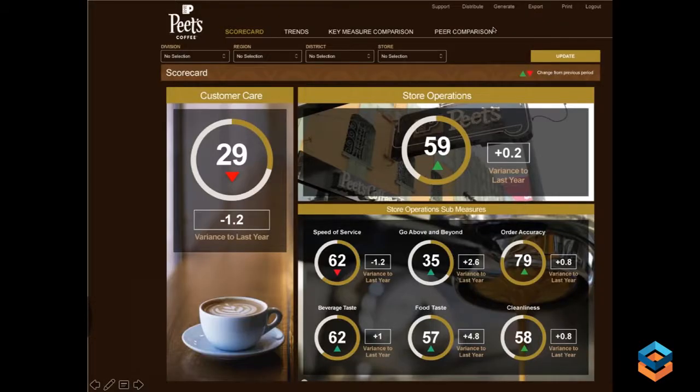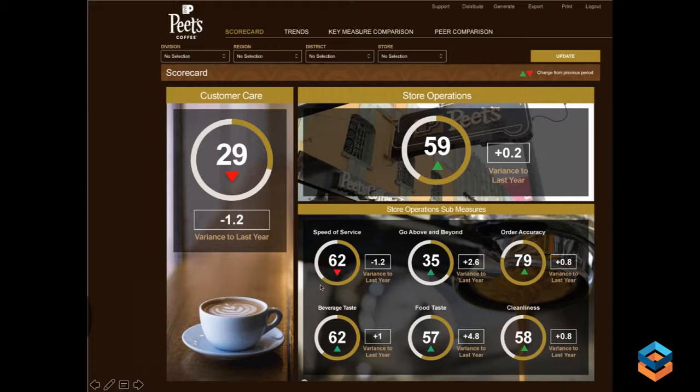So bringing this all to life with a real brand, Pete's is not a client. I repeat, Pete's is not a client. This is not their data, but if we were to design a dashboard for them, this is probably what it would look like. You see quickly an overall customer care score. Maybe that's a combination score of a bunch of different attributes, and it's a 29, and that's actually down versus the prior period or the prior year. So I can quickly start to see, looks like I've got a problem with speed of service, and maybe drill down further into that.